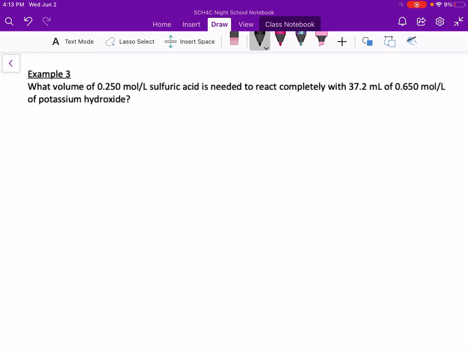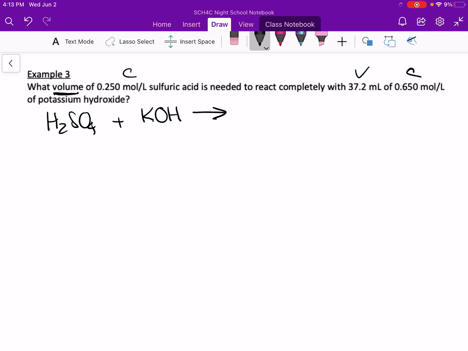In example 3, we're looking for the volume this time. I'm given the concentration, volume, and concentration of my other substances here. So I'm going to start by balancing my equation. I have sulfuric acid plus potassium hydroxide. Potassium is an alkali metal. It is a charge of +1, which balances with the -1 from the hydroxide. I'm going to make water plus potassium sulfate, which I need a 2 for because sulfate ion has a charge of 2 negative. Potassium ion is +1. To balance, I'm going to put my 2's here.